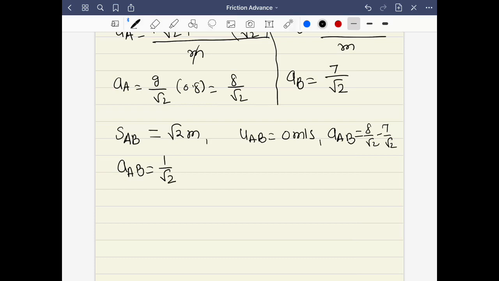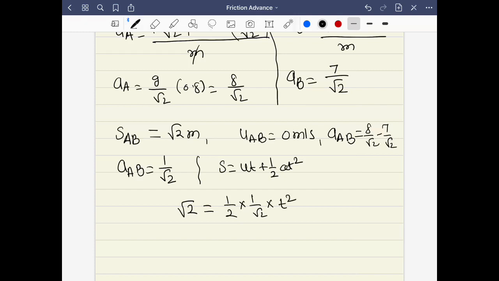So displacement of A with respect to B is root 2 we have. So here I'm writing root 2, that is displacement of A with respect to B is equal to initial velocity ut plus half at squared. You can use over here S is equal to ut plus half at squared, that is the basic kinematical equation, and you will get half into A is 1 by root 2 into t squared we want.